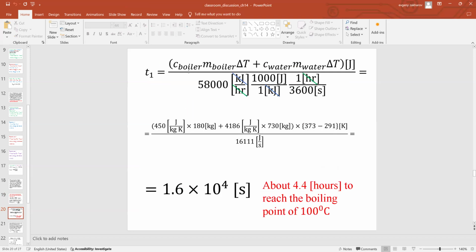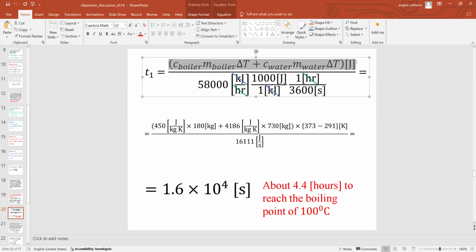So Cm delta T for the boiler, Cm delta T for the water inside the boiler. That's the energy that we're going to need to heat it up to a certain temperature. And then the power, we don't want kilojoules, we want just joules. So there is a 1,000 to 1 conversion factor. And we don't want hours, we want System International units, which are seconds. So 1 hour is 3,600 seconds. Do the math, plug in the values for the iron for the specific heat of the boiler. Mass of the boiler is given.